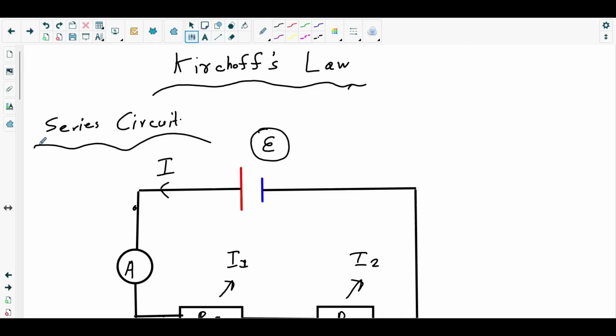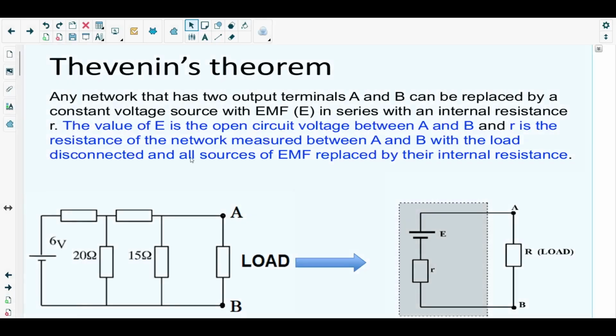Okay, so now we will proceed to the advanced part. That's the most awaited part of this video, which is the Thevenin's and the Norton's theorem. You can see on the screen it says the Thevenin's theorem, and next you will see the Norton's theorem. So what does the Thevenin's theorem say?